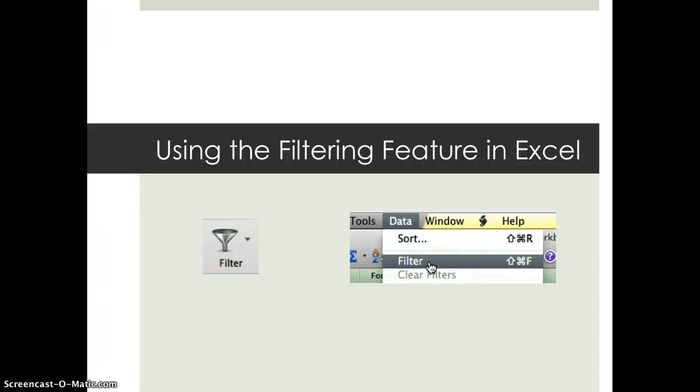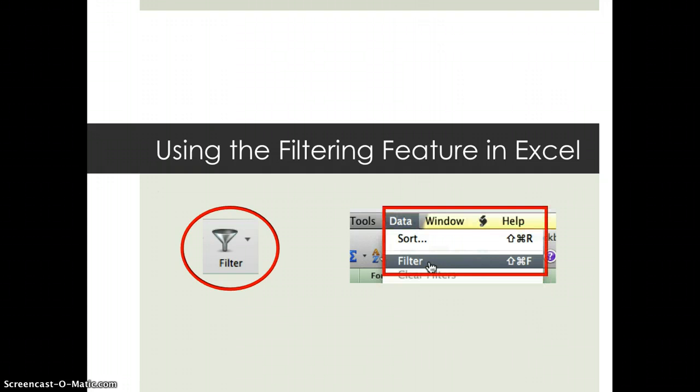This video will show you how to use the filtering feature in Excel. If you watched my video on basic Excel organizing tools, you will know that you can access the filter feature by clicking on the funnel icon at the top or by clicking the data tab at the very top of the screen and pulling down to filter.